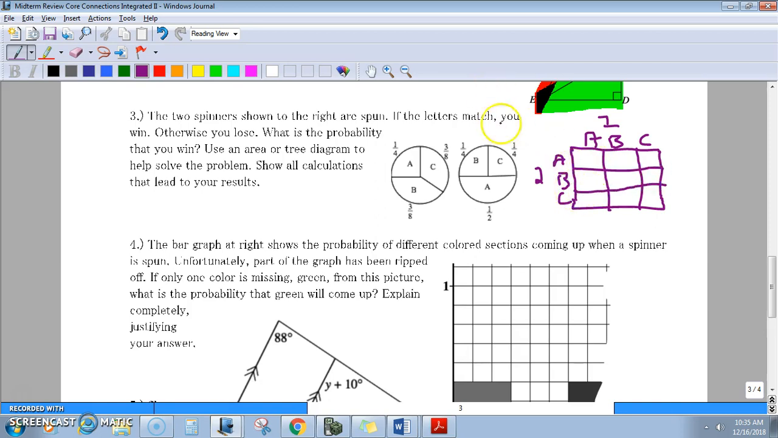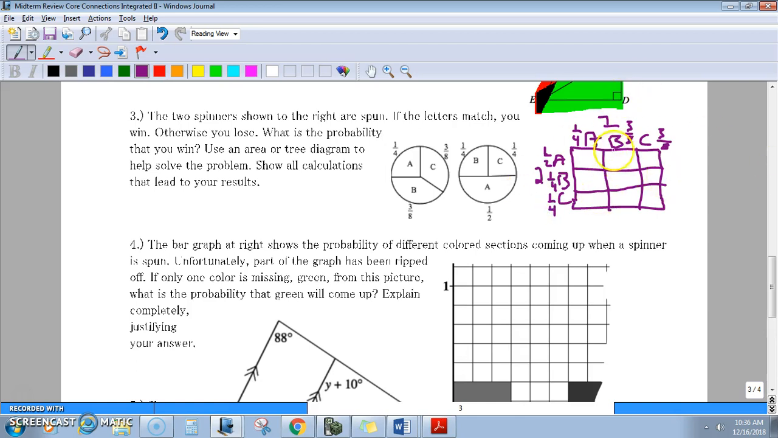Okay. And in spinner 1, A is 1/4, B is 3/8, and C is 3/8. And by the way, you could do either spinner on the side and either spinner on the top because we're multiplying, we're going to get the same answer, okay? And then A is 1/2, and then 1/4, and then 1/4.